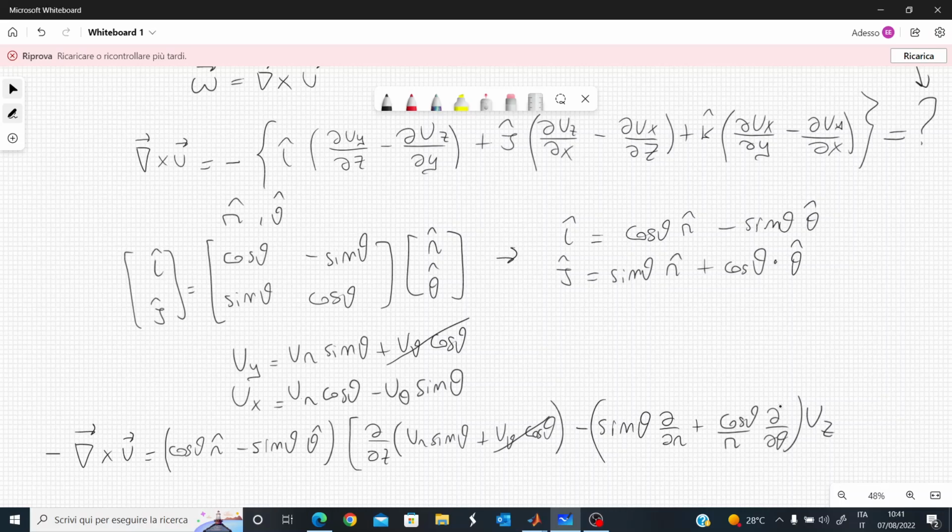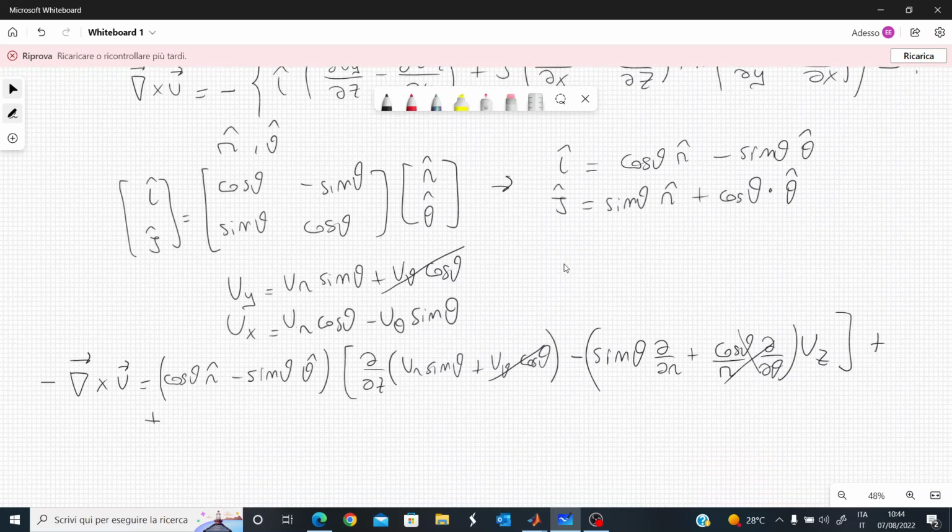And you can already see that when I apply this derivative, d over d theta, to u_z, this will give me 0, because u_z cannot depend on theta. Otherwise, if u_z depended on theta, we would lose symmetry. You can already cancel this term. And then you have plus j, and j is equal to sine theta r plus cosine theta theta.